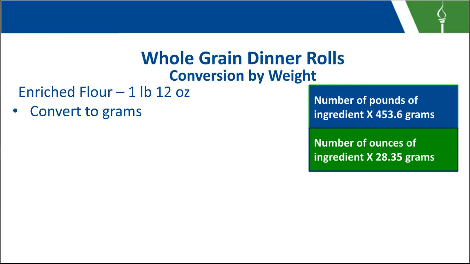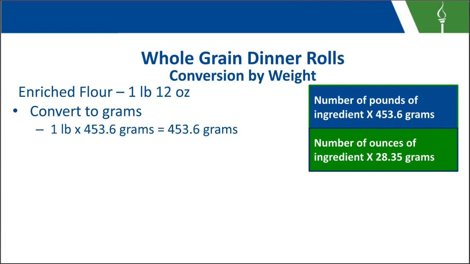So we're using a little bit of enriched flour and a little bit of the whole wheat flour. So the first step is the same as converting your whole wheat flour. We're going to convert the weight of our ingredient to grams. However, in this example, we have both pounds and ounces. So in order to convert the pound over into ounces, we multiply that by the 453 grams. And since it's just one, we have 453.6 grams here.